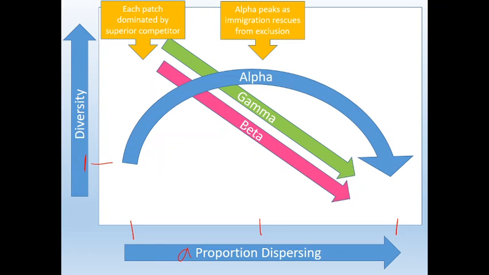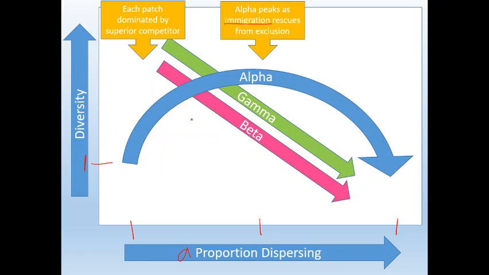Now, what you see is alpha then goes up and gamma and beta go down at the intermediate level, because immigration is essentially rescuing exclusions, right? If you have a decent proportion of the community dispersing and migrating and immigrating to all sorts of places, it's harder to get competitive exclusion when you have this relatively high flow of species into the habitat, which can reset things each time a new species comes in.